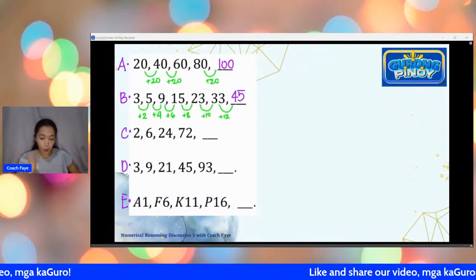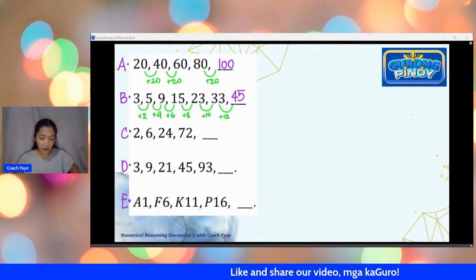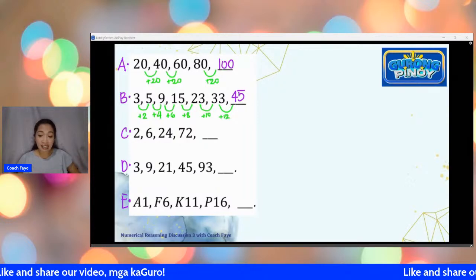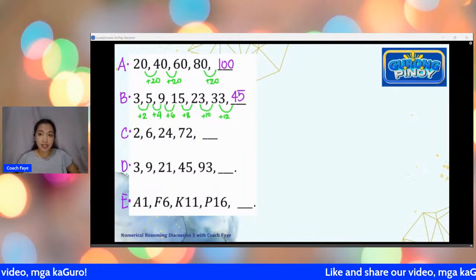Ayan. Suki talaga to sa JC. Ayan. So, letter D na pala sa JC. Wait, letter C pa lang ako. Ayan. Ano na ba yung pattern natin dito in letter C?